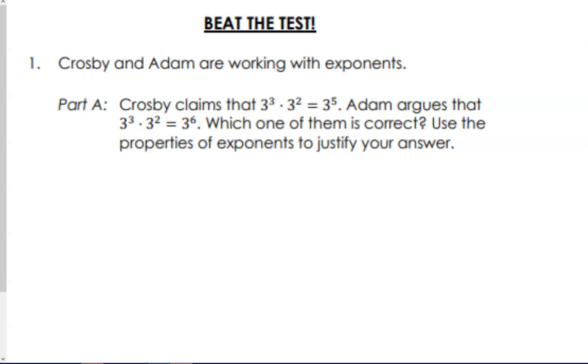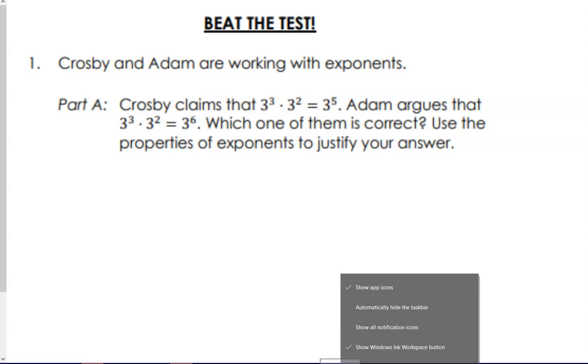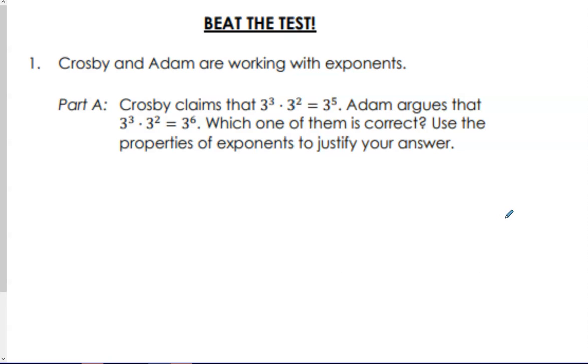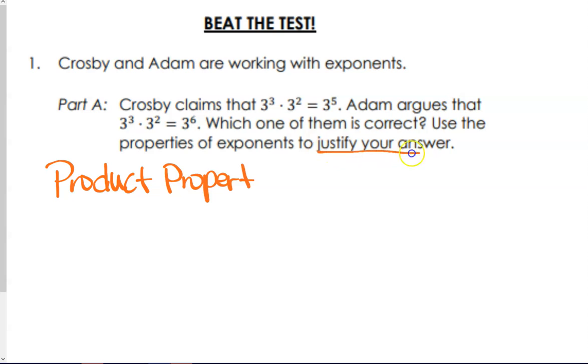Well, what property are we using? Looks like we're multiplying the same base with different exponents. So that is my product property, is what they are arguing over. So we're using the product property. This is me justifying my answer. Okay, what is the product property?